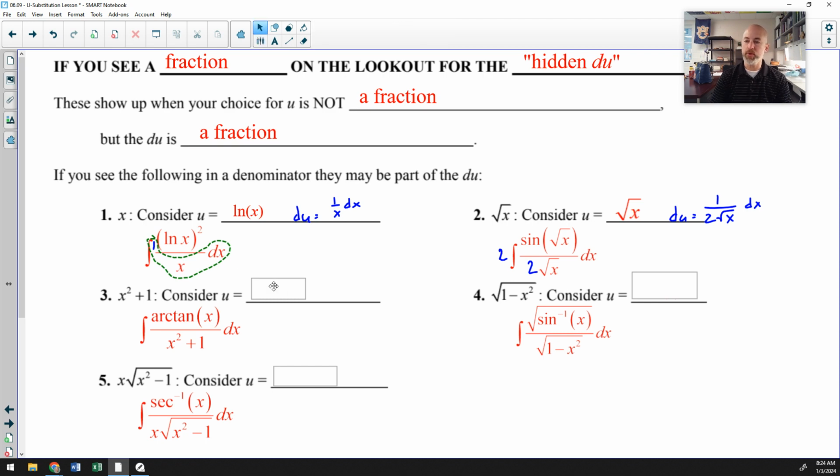If you see an x squared plus 1, you might want to consider u equals the inverse tangent of x, because the derivative of inverse tangent of x is 1 over x squared plus 1 dx. And I have that x squared plus 1 in the denominator. And the same thing for inverse sine and inverse secant. So I'll go ahead and uncover those. And those will substitute out very similarly to the inverse tangent example.